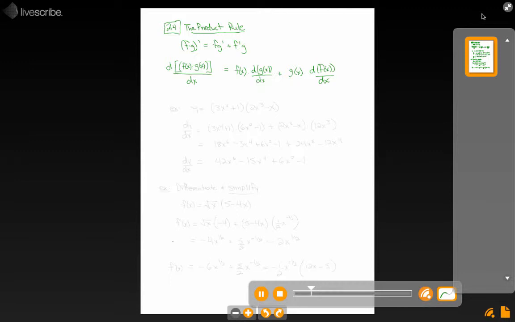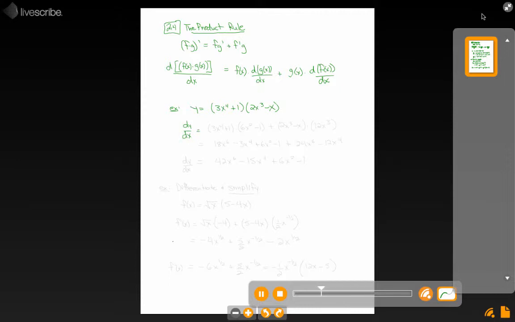Obviously a much more tedious notation, more writing involved. But let's try this for an actual example. If we're asked to differentiate y equals (3x^4 + 1) times (2x^3 - x), let's find dy/dx.